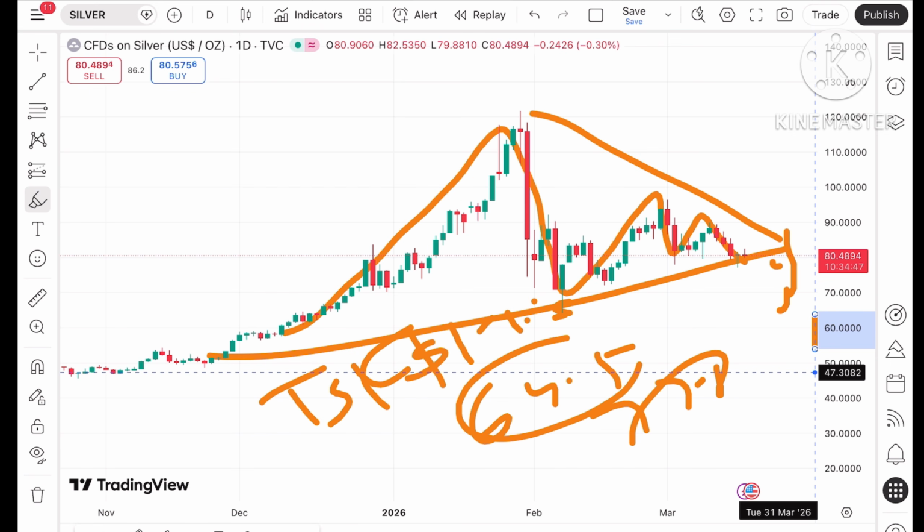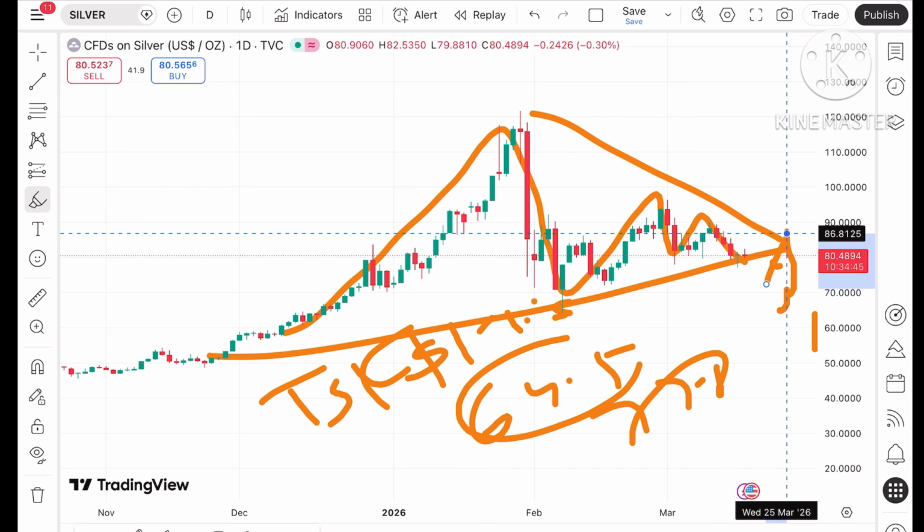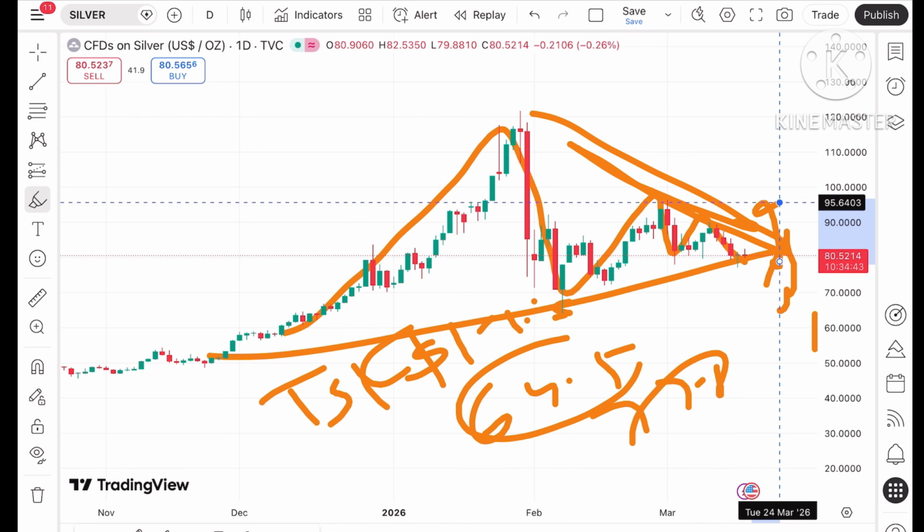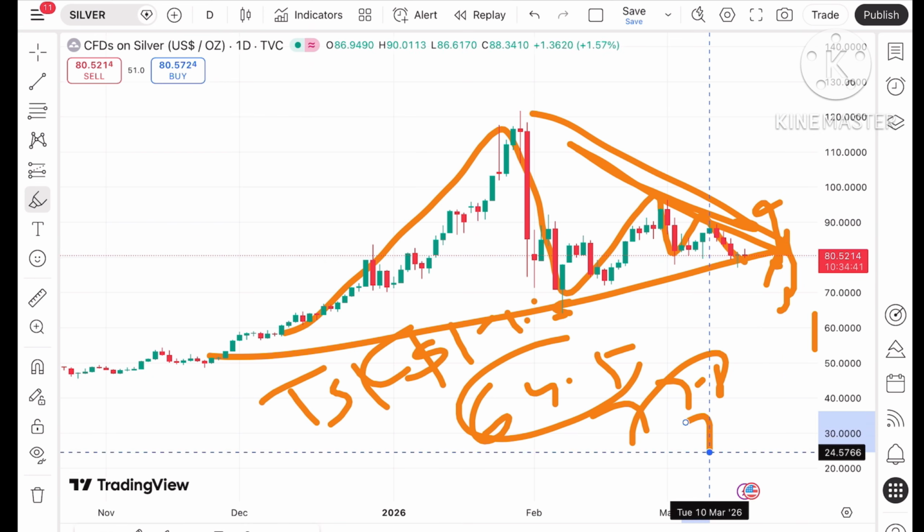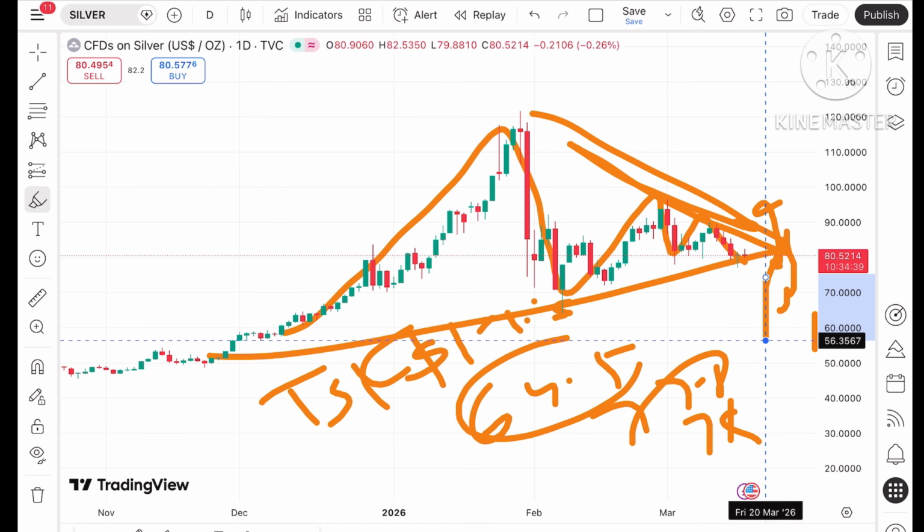So the bullish scenario, I've explained to you that if it goes above 86, we can see this trend can break towards the upside, but if it starts going below $78, a further fall can be seen.